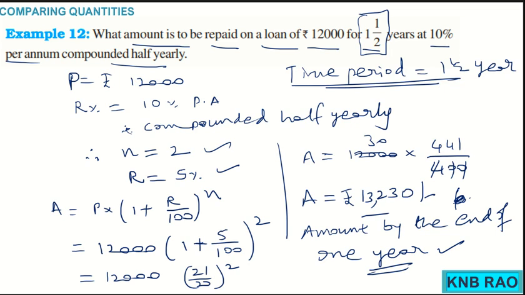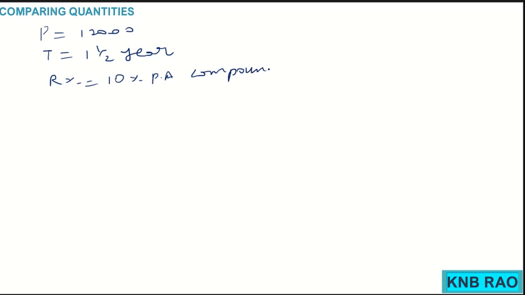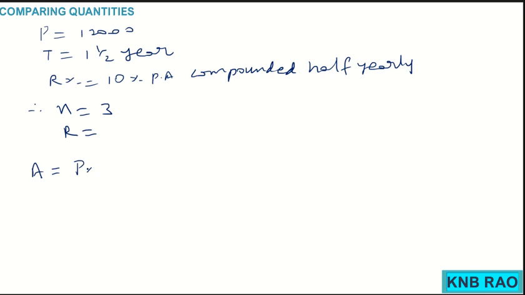Okay, I will take a new page and do this. Principal is 12,000, time period is 1.5 years, and the rate of interest is 10% per annum compounded half yearly. That means, therefore, n is 3 times and r in the formula A equals P into 1 plus r by 100 raised to the power n. In this formula we have got r being 5% for 6 months.